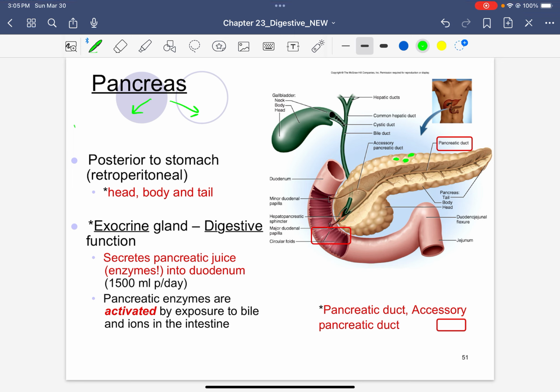We remember that all these accessory organs empty their secretions into the beginning of the small intestine, which is the duodenum.